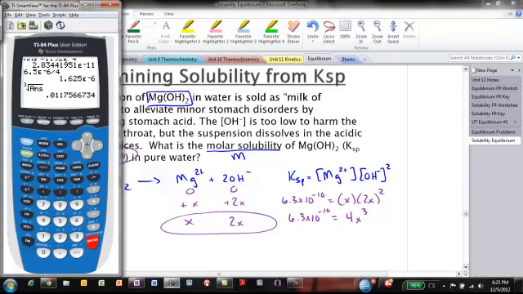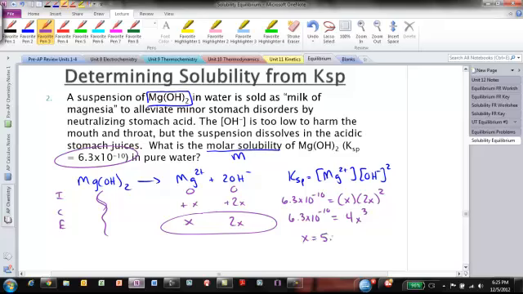So we're going to take 6.3 times 10 to the negative 10th, divide it by 4, and then we're going to go to the math menu and go to the cube root and cube root our answer. Comes out to be 5.4 times 10 to the negative 4. And this is in molarity, which is x. And x is in a 1-to-1 ratio with magnesium hydroxide. So that's our answer. That's your solubility.